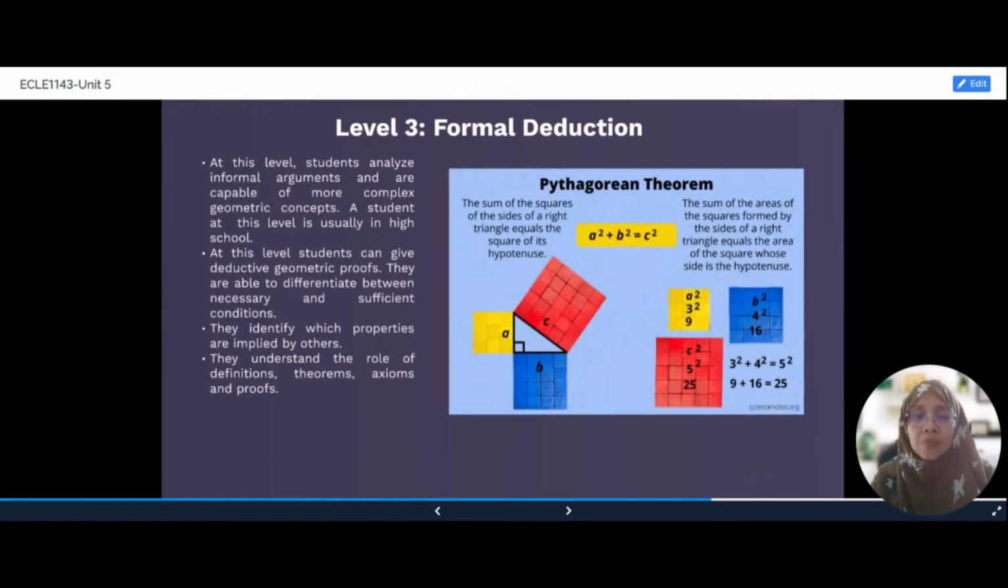Okay. Apabila dia sampai ke level 3, formal deduction, it is a more advanced level where they understand the isi padu, the calculation, the more complicated measurement for the shapes itself. Yeah, this is one of the examples, Pythagorean theorem yang kita tahu, untuk yang C ni kita boleh A kuasa 2 tambah B kuasa 2 dapat C kuasa 2.